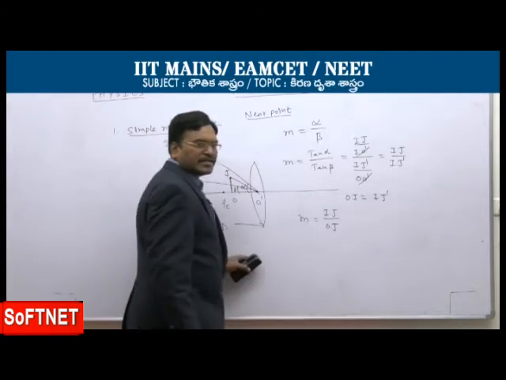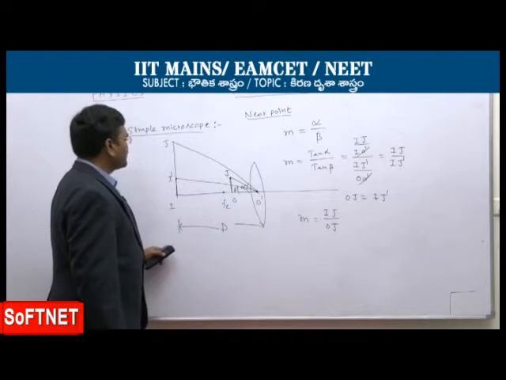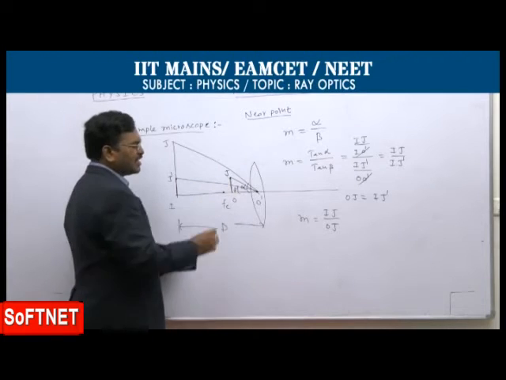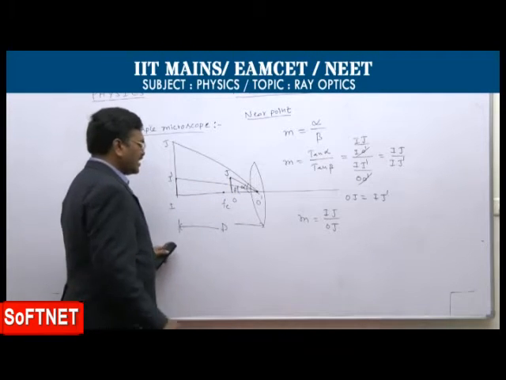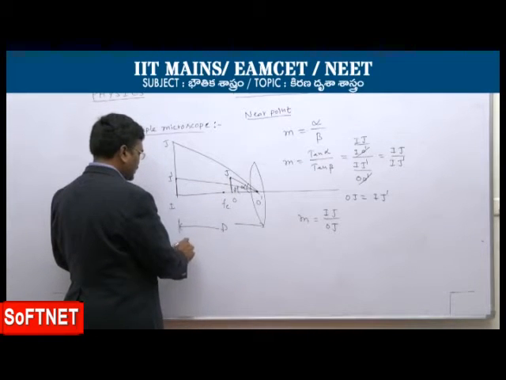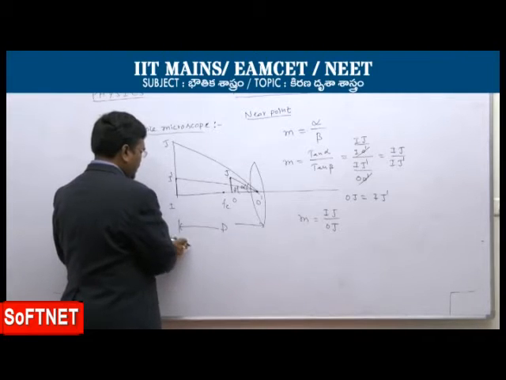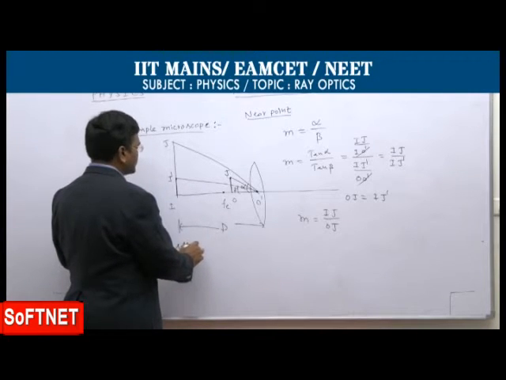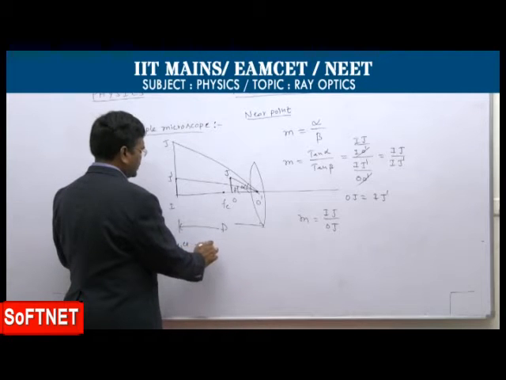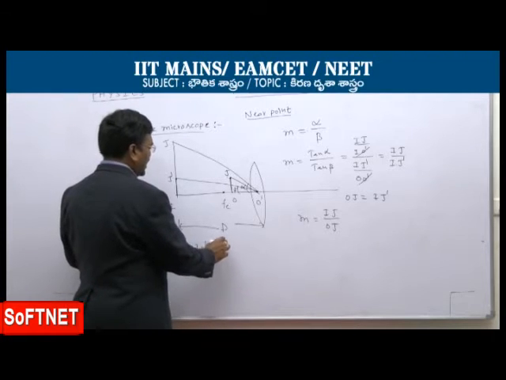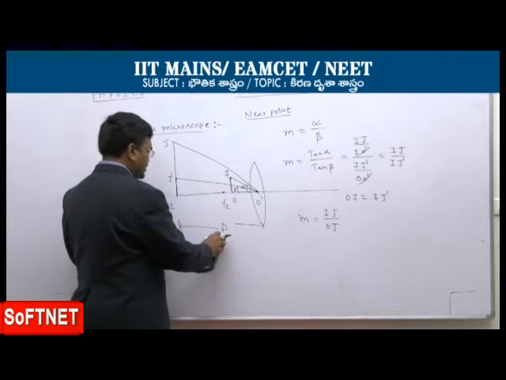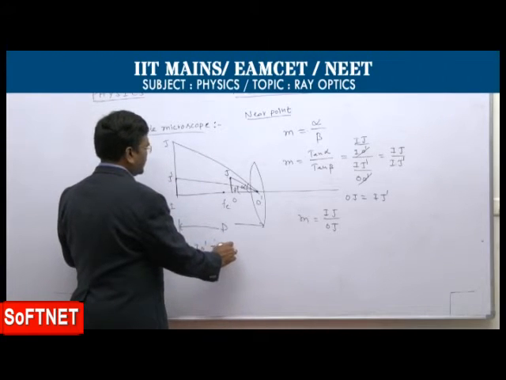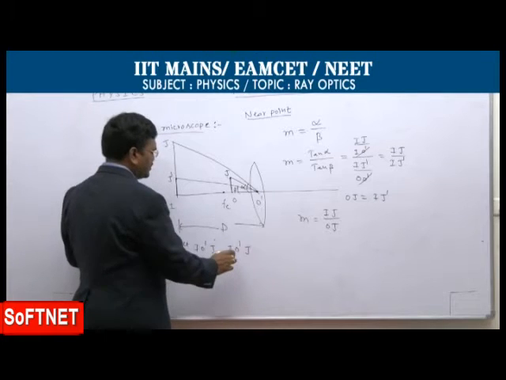Now the triangles IO dash J and OO dash J are similar triangles.